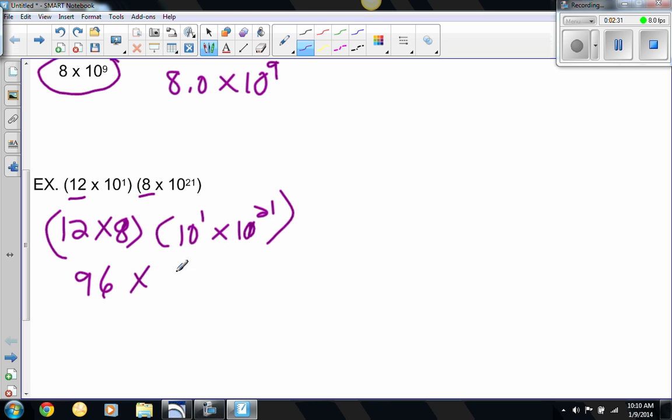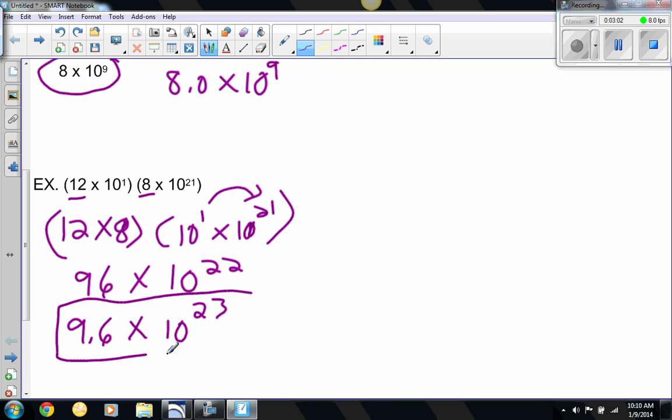96 times, and I add the exponents here, so 10 to the 22nd. But now I need to make sure it's written in scientific notation. This is not written in scientific notation because the decimal has to be after the first non-zero number. So if I write it after that number, that means I moved the decimal one spot, right? So then I have to add a number here for the exponent because I'm going to have to move it one more spot. So this will be the actual answer then when you're done. 9.6 times 10 to the 23rd.